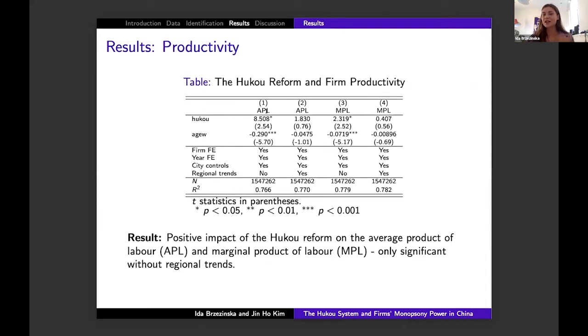So we do see a positive impact on the average and the marginal productive labor. Here, the marginal productive labor just comes from a production function estimation. Again, here maybe it's important to note that it's not robust to the inclusion of regional trends. So there could be some pre-trends in these outcome variables.